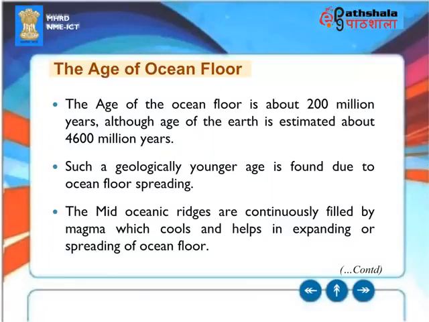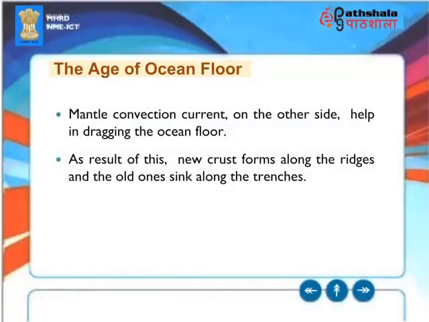The age of the ocean floor. The age of the ocean floor is about 200 million years, although the age of the Earth is estimated at about 4,600 million years. Such a geologically young age is found due to ocean floor spreading. The mid-oceanic ridges are continuously filled by magma, which cools and helps in expanding or spreading of the ocean floor. Mantle convection currents, on the other side, help in dragging the ocean floor. As a result, new crust forms along the ridges and the old crust sinks along the trenches.